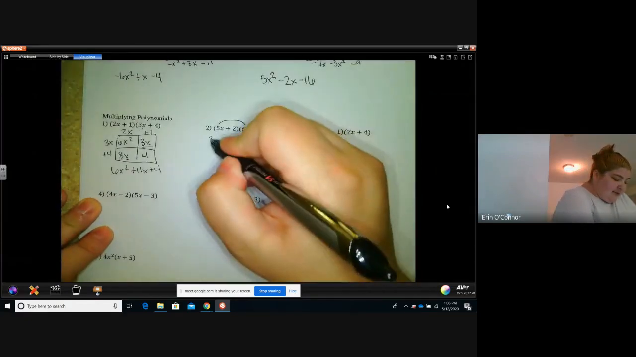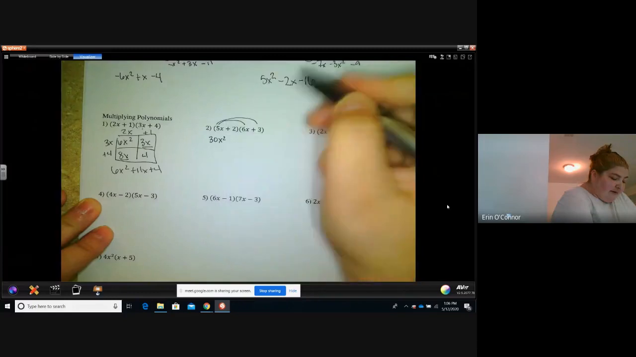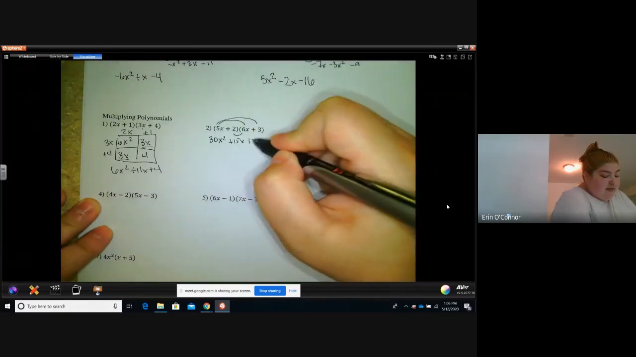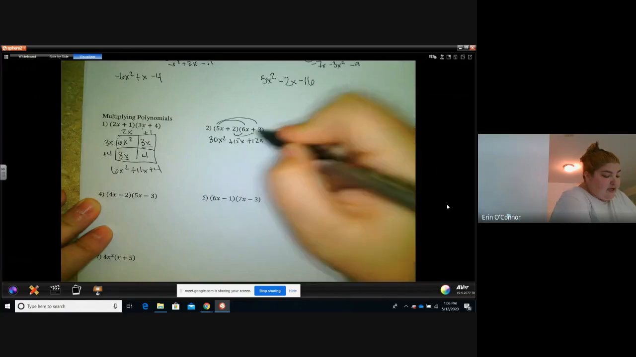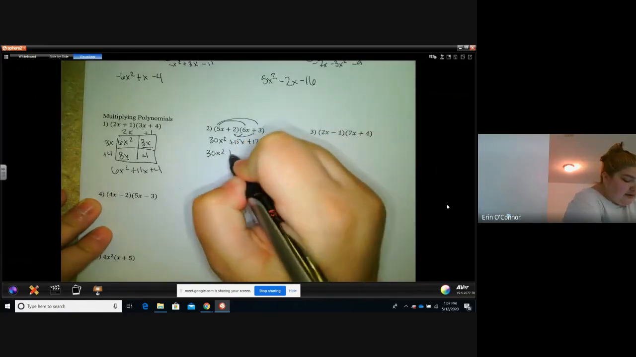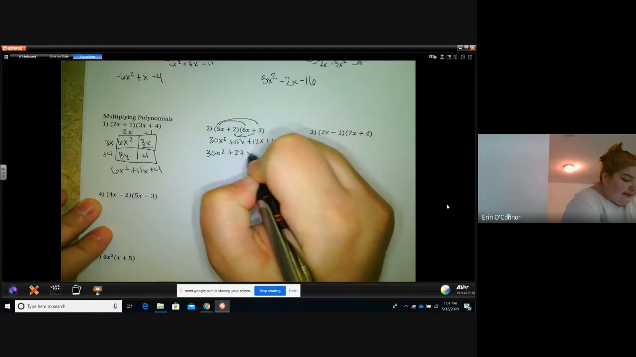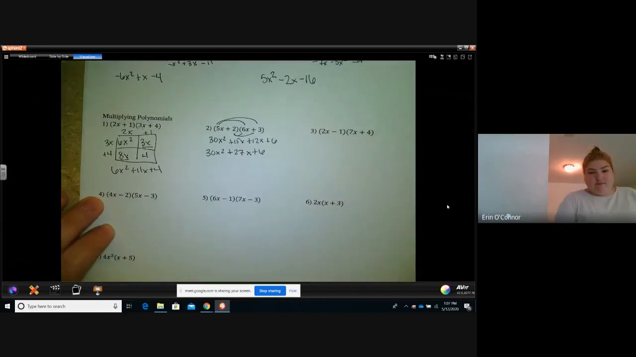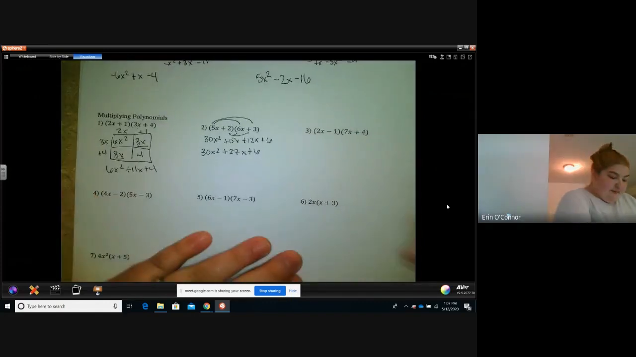5x times 6x is 30x squared. 5x times 3 is 15x. 2 times 6 is 12x. And 2 times 3 is 6. We combine like terms and get 30x squared plus 27x plus 6.